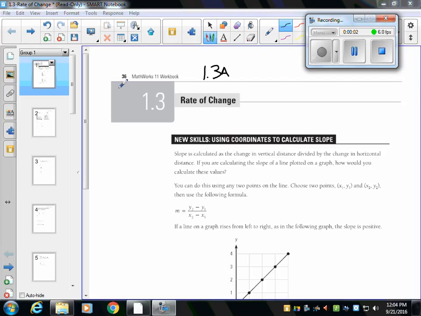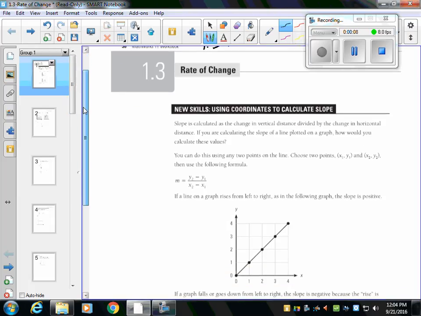So today we're going to look at section 1.3a. The overall section of 1.3 looks at the rate of change. So we're going to actually be looking at graphs. We're going to use coordinates off graphs. Coordinates is a big fancy word for points to calculate the slope.